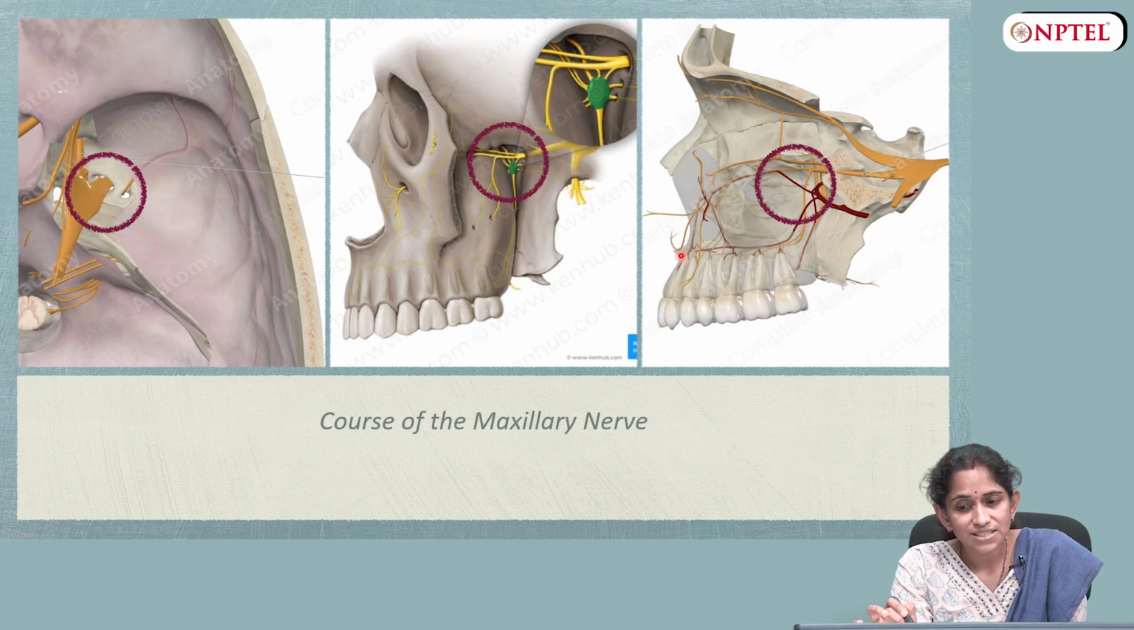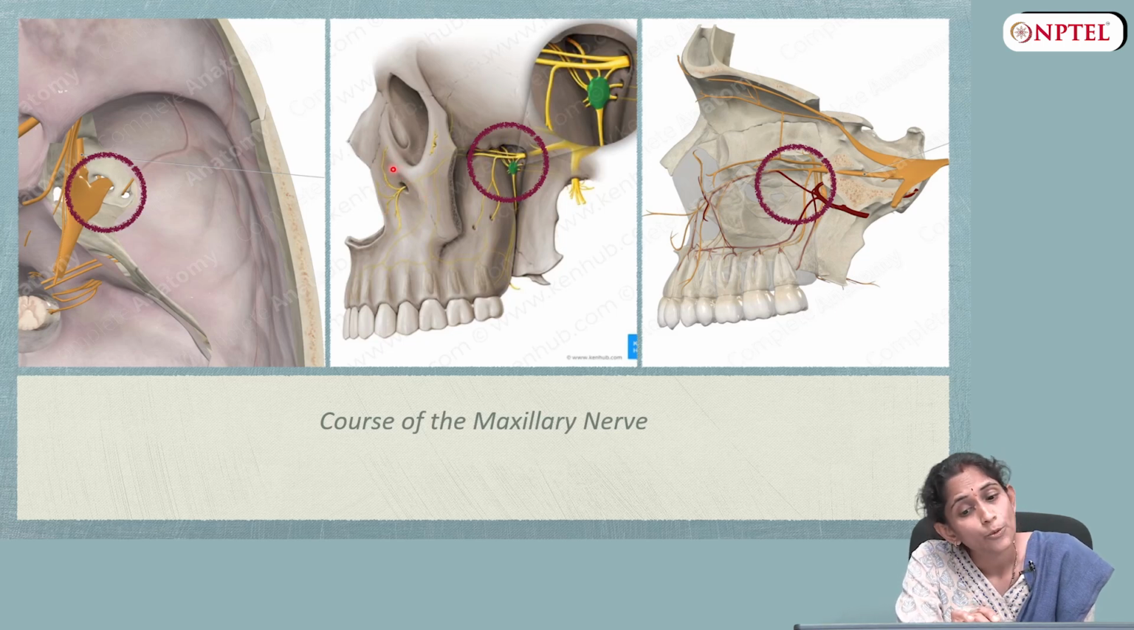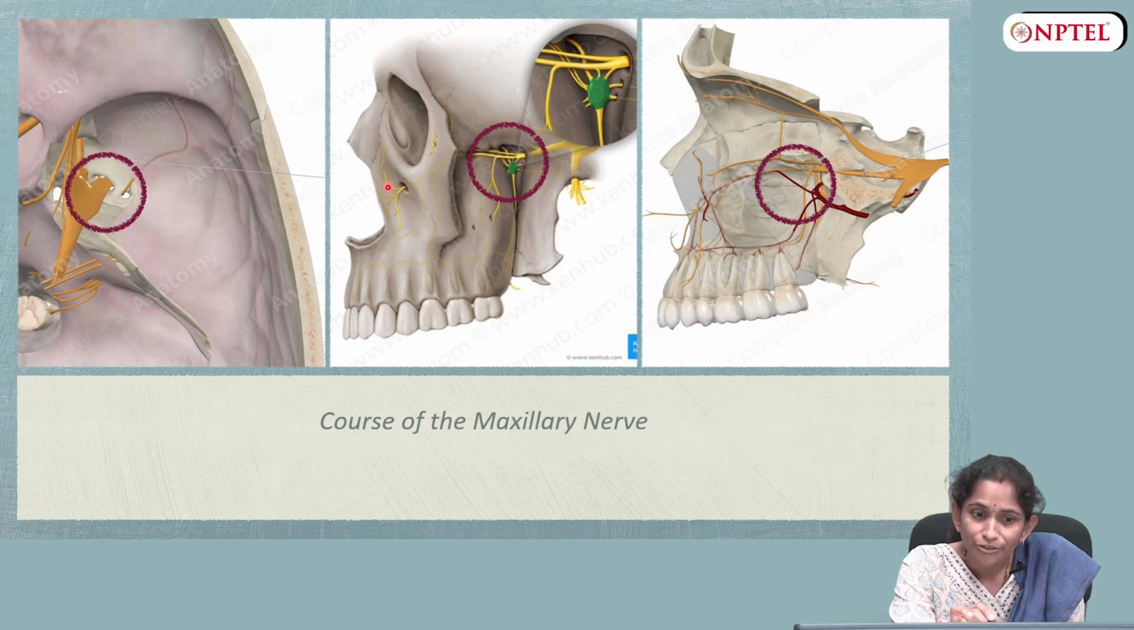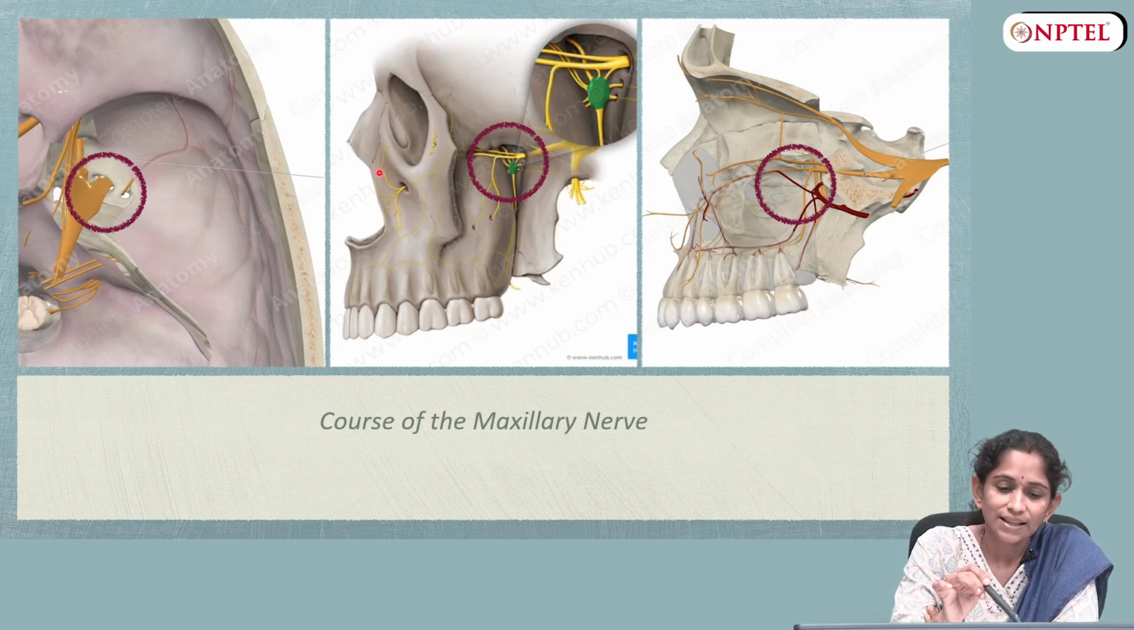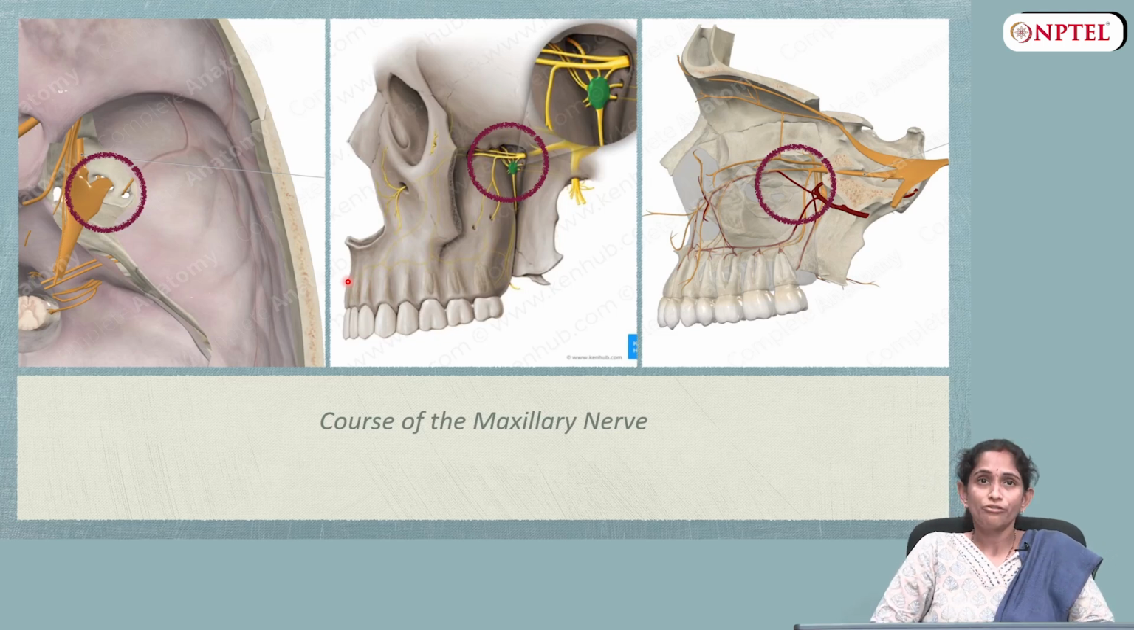After it gives out these branches within the bone, the nerve terminates on the face by exiting as the infraorbital nerve. The terminal branch of the maxillary nerve is very important, which is nothing but the infraorbital nerve. Now, this has three further branches, that is the inferior palpebral that supplies the lower eyelid, the lateral nasal branch which supplies the lateral wall of the nose and the superior labial branch that supplies the upper lip. So, this is the complete course of the maxillary nerve.